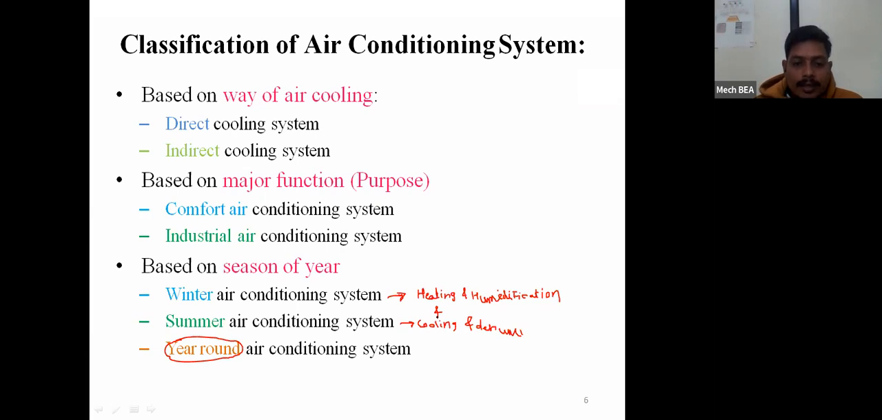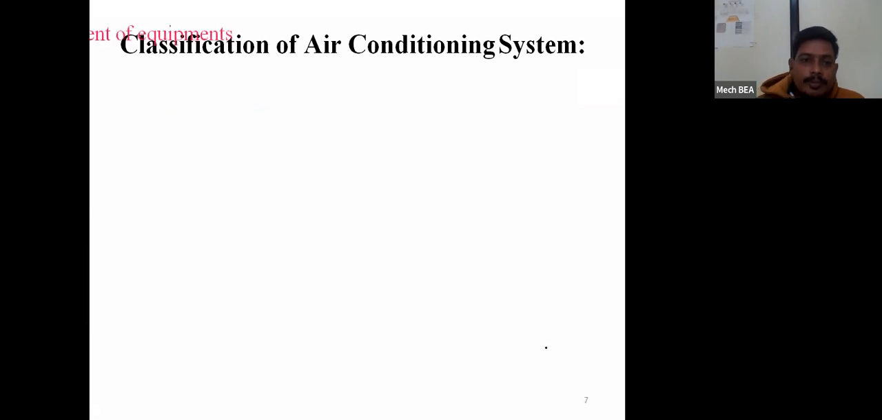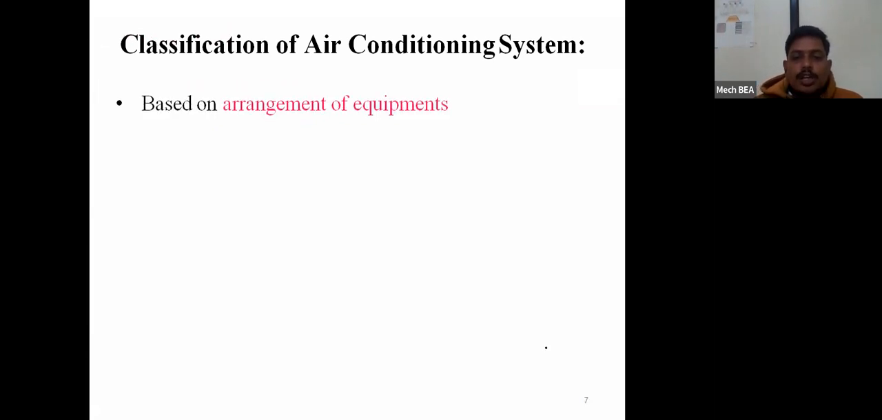So this is the third type of classification, based on the season of year. Then the fourth type of classification is based on arrangement of equipment. Whatever air conditioning equipment or system we are installing, if we are installing that air conditioning system only for one room or only for one hall, then such a system will be called a unitary air conditioning system.